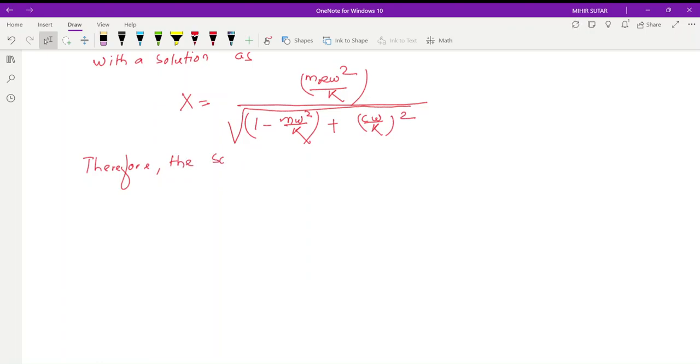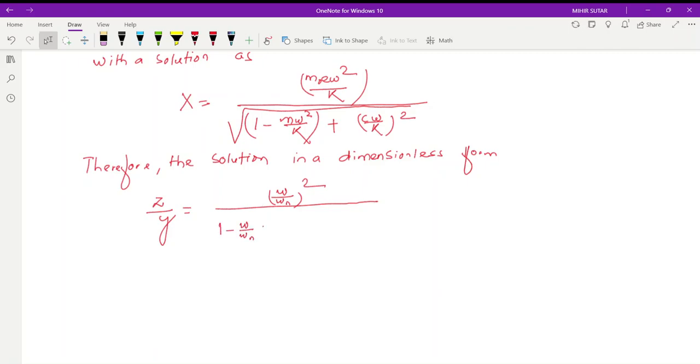Therefore, the solution in a dimensionless form can be represented as z by Y is equal to (omega by omega n) square divided by root over of (1 minus (omega by omega n) square) whole square plus (2 zeta omega by omega n) square. Let this be equation 11.